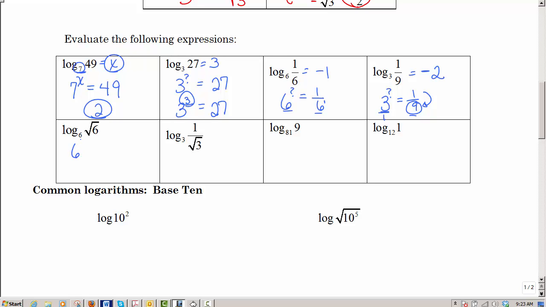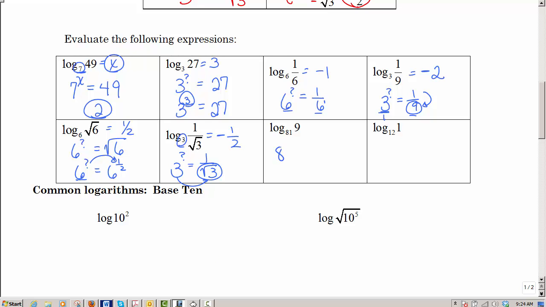So here we have 6 raised to what power is the square root of 6? Well, you have to think about what that square root means. It's the half power. So we're saying 6 raised to what power equals 6 to the half power? Well, of course, it's 1/2. So we have 3, which is the base, raised to 1 over the square root of 3. Again, we have reciprocals, so we know the answer is negative. What does that square root on that 3 mean? 1/2.